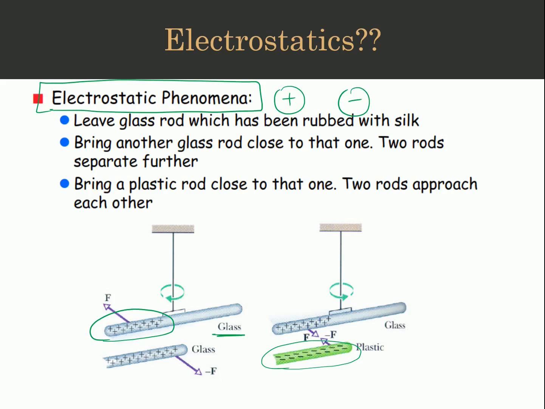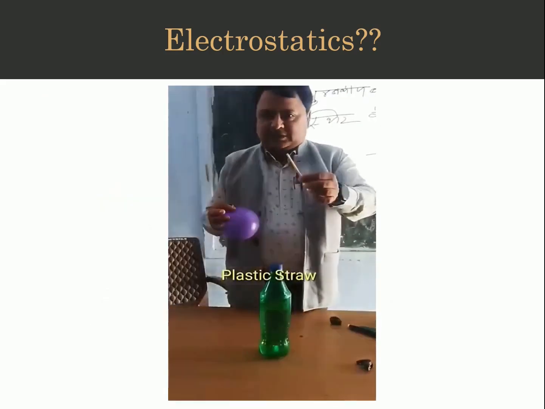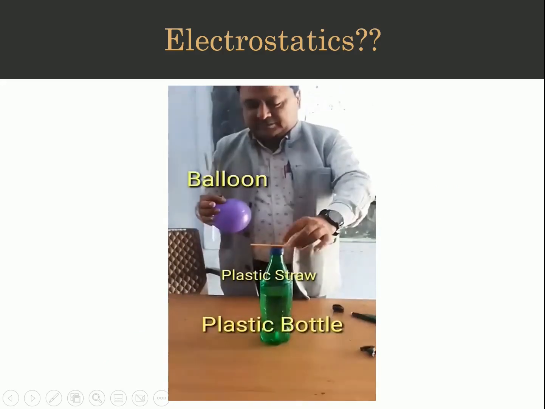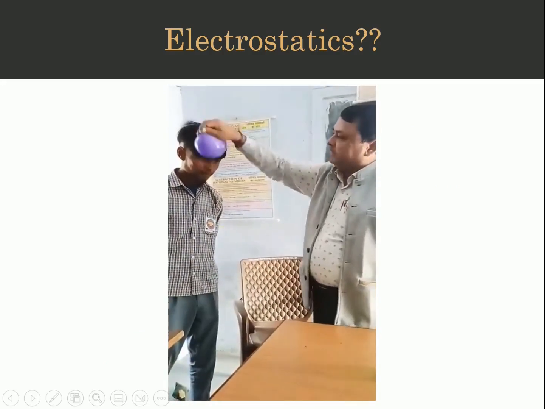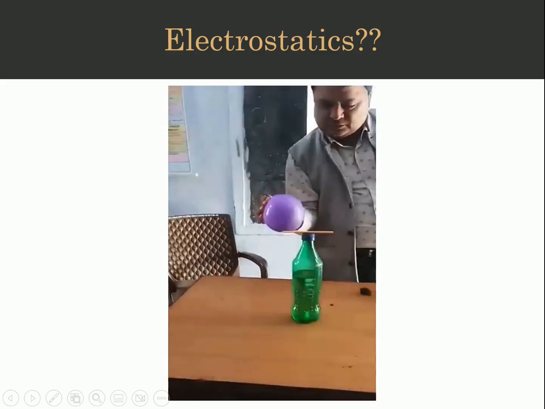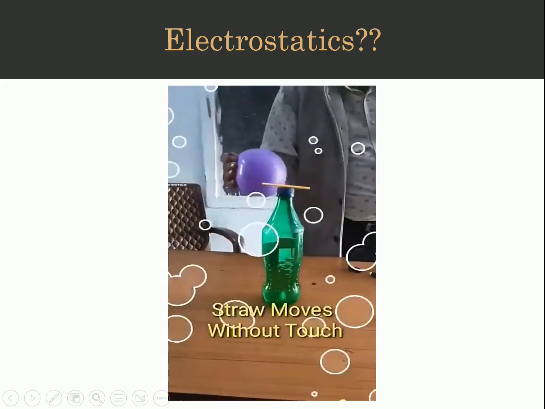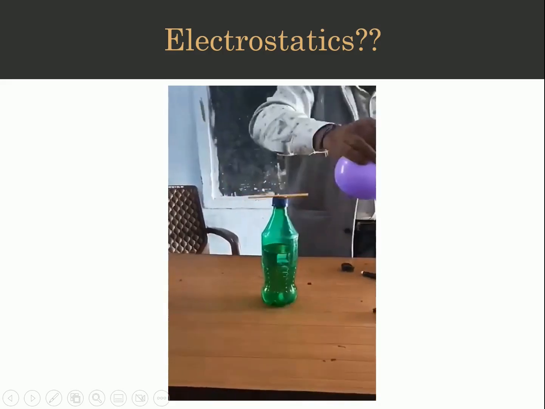You might have seen an experiment in your physics classes on how this force of repulsion and attraction works. One such example is this. You can see in this example that a negatively charged plastic straw is placed on a bottle. We rub a balloon so that it gets negatively charged, and as soon as we bring it in close vicinity of the straw, the straw starts to move. So this is the force of repulsion between the balloon that has negative charges and the straw which also has negative charges on it.